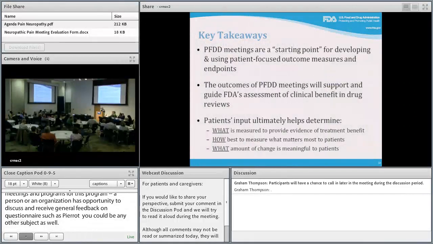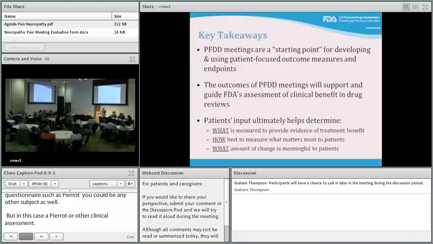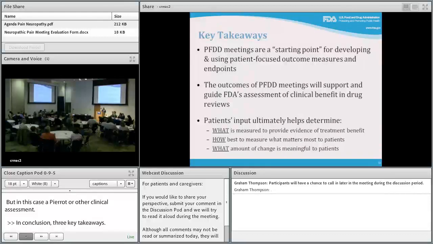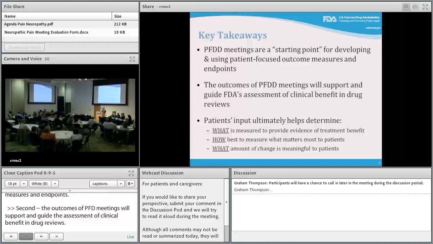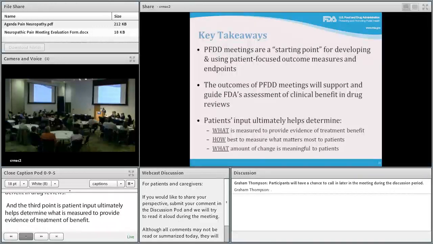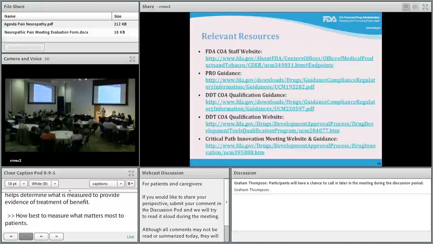In conclusion, I have 3 key takeaways. First, PFDD meetings are a starting point for developing and using patient-focused outcome measures and endpoints. Second, the outcomes of PFDD meetings will support and guide FDA's assessment of clinical benefit in drug reviews. And the third point is that patients' input ultimately helps determine what is measured to provide evidence of treatment benefit, how best to measure what matters most to patients, and what amount of change is meaningful to patients. With that, I conclude my presentation. Thank you so much for your attention.